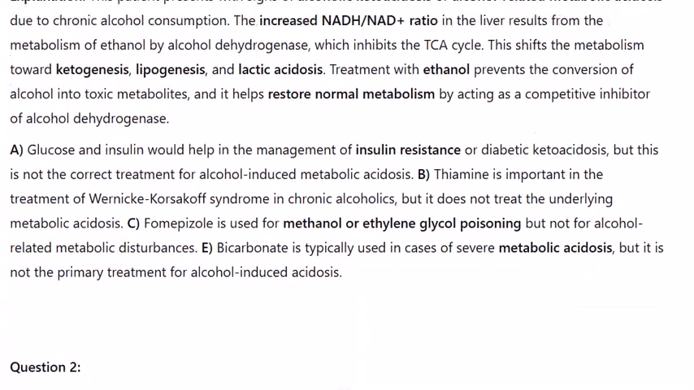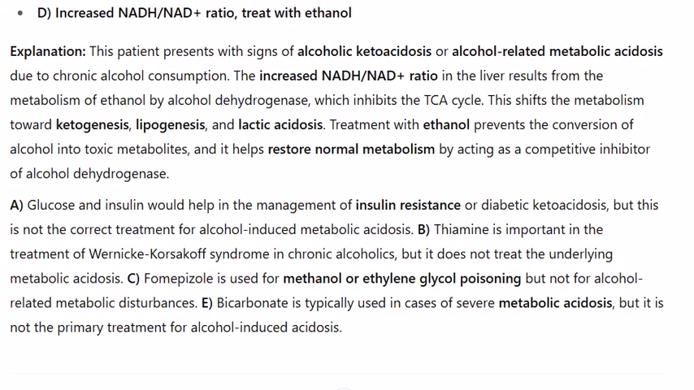Explanation. This patient presents with signs of alcoholic ketoacidosis or alcohol-related metabolic acidosis due to chronic alcohol consumption. The increased NADH/NAD+ ratio in the liver results from the metabolism of ethanol by alcohol dehydrogenase, which inhibits the TCA cycle. This shifts the metabolism toward ketogenesis, lipogenesis, and lactic acidosis. Treatment with ethanol prevents the conversion of alcohol into toxic metabolites, and it helps restore normal metabolism by acting as a competitive inhibitor of alcohol dehydrogenase.